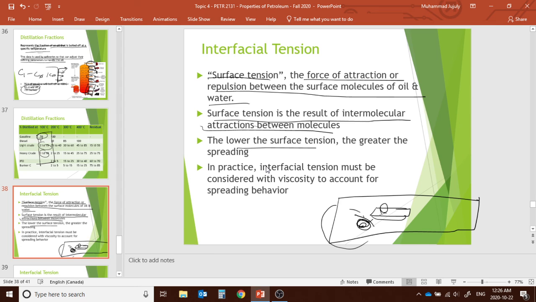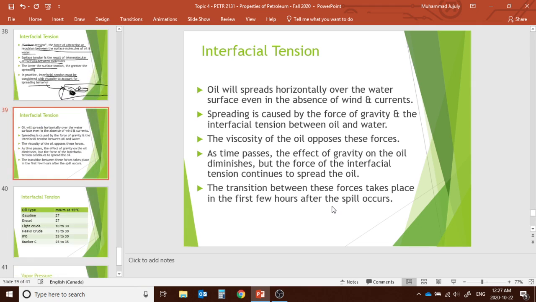So in practice, the interfacial tension must be considered with the viscosity to account for the spreading behavior. That means for a more viscous fluid, the surface tension is higher, so it will spread less. For a less viscous fluid, the surface tension is lower and it will spread even more. These are all explained in here. Please read this slide. It is very important, very important.